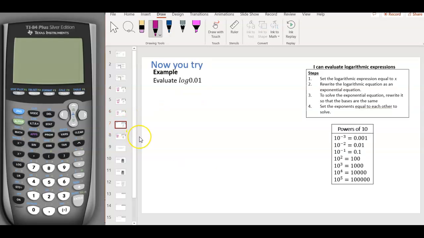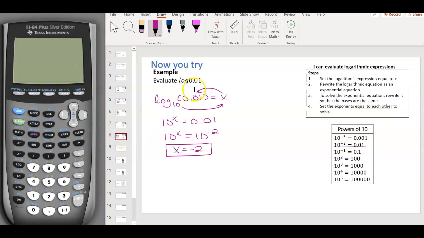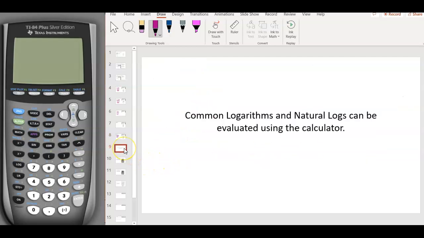Now you can pause the video and try this example on your own. If we're finding the log of 0.01, remember that tells us the log base 10 of 0.01 equals x. If we rewrite in exponential form, we have 10 to the x equals 0.01. 0.01 is 10 to the negative 2, so we have x equals negative 2.